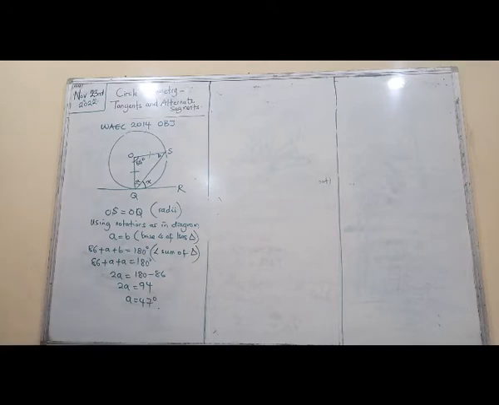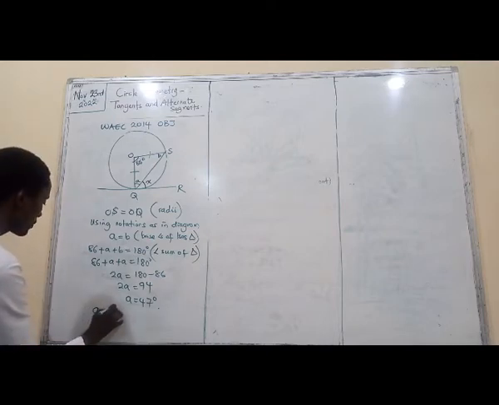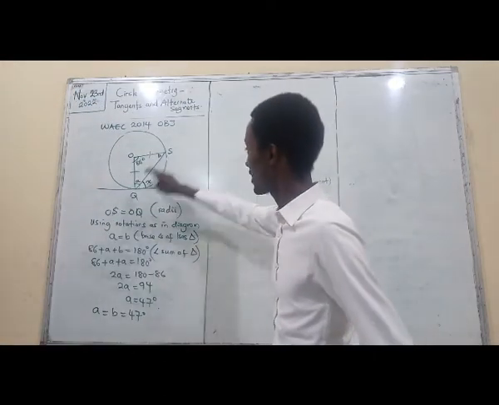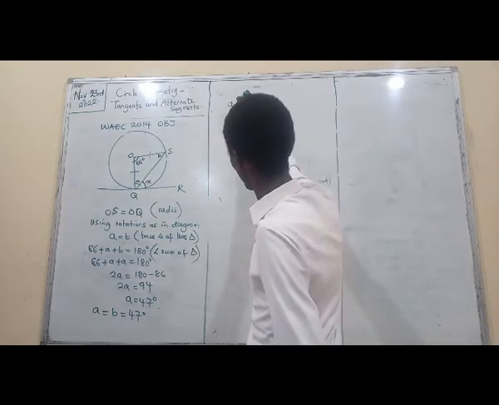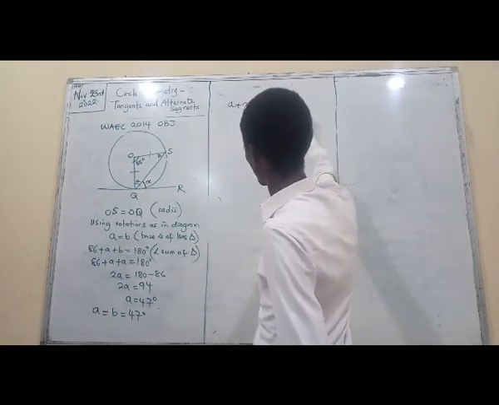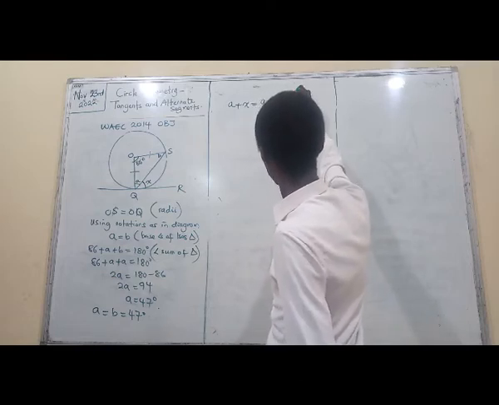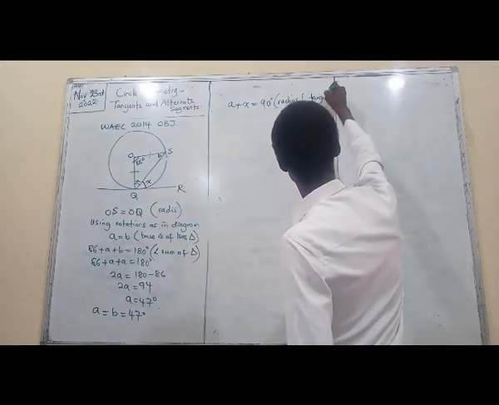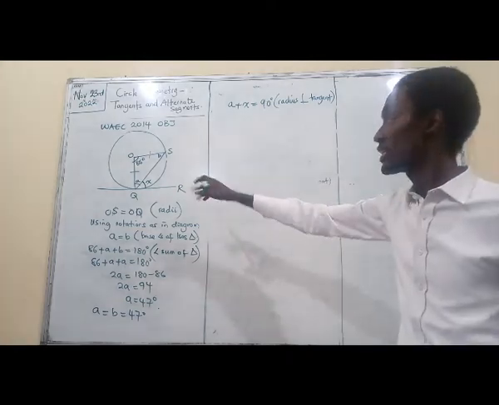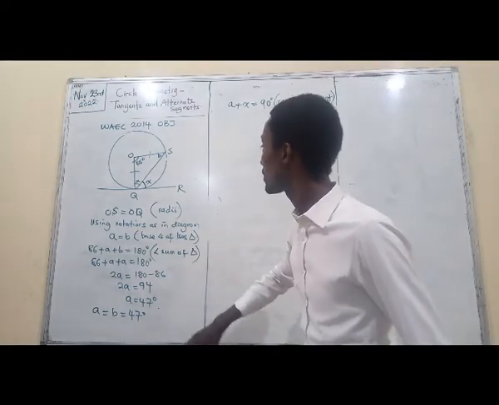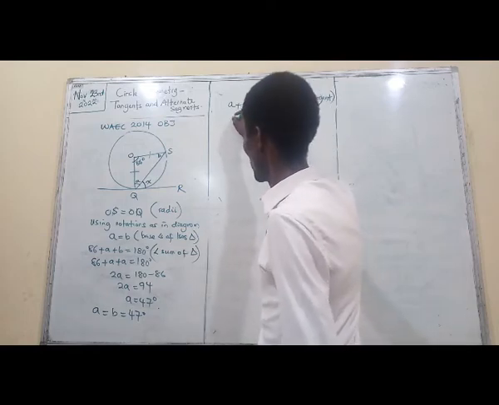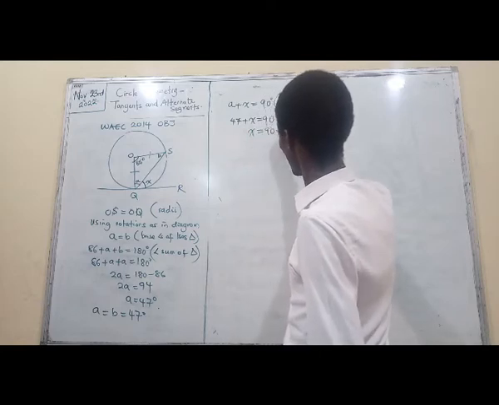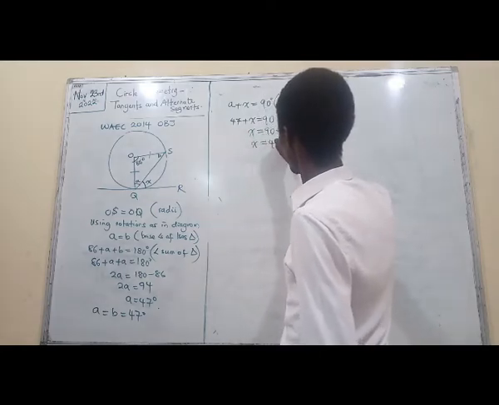But that's not where it ends. If A is equal to 47, it means that B will be equal to 47 degrees. So we can use another relationship to test this. We can say that A plus X will be equal to 90 degrees. And what's the reason for that? The radius is perpendicular to the tangent. So if I already know what A is, it means that 47 plus X will be equal to 90, and X will be 90 minus 47. X will give you 43 degrees.